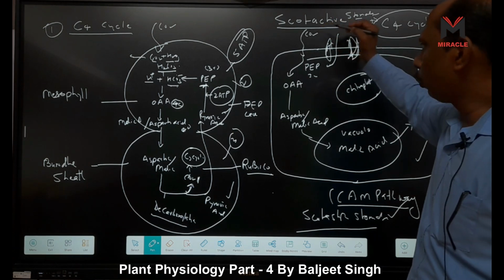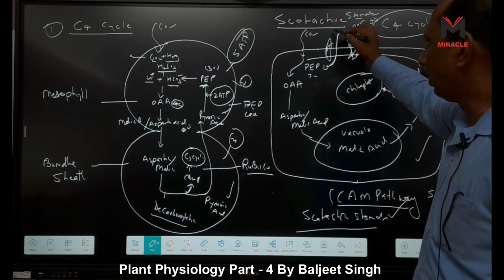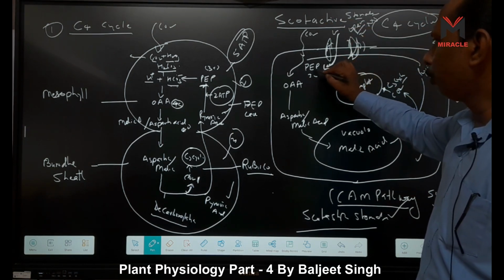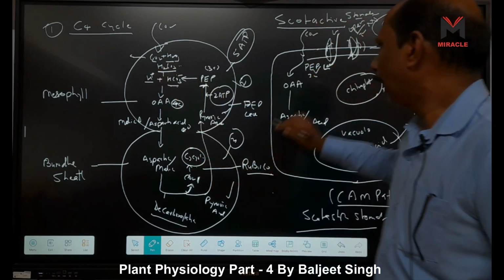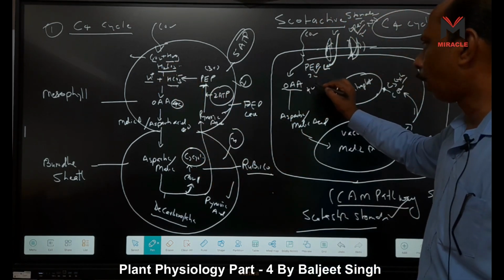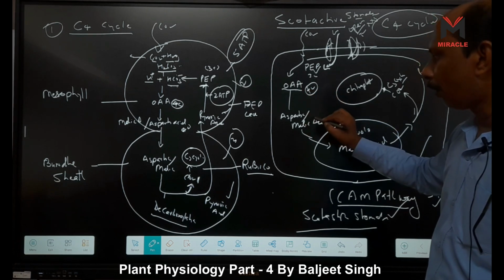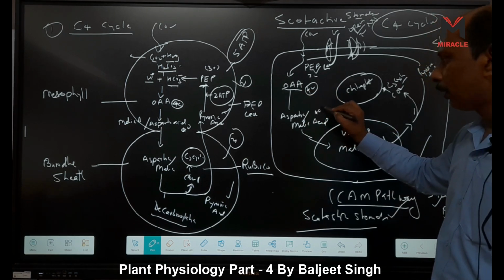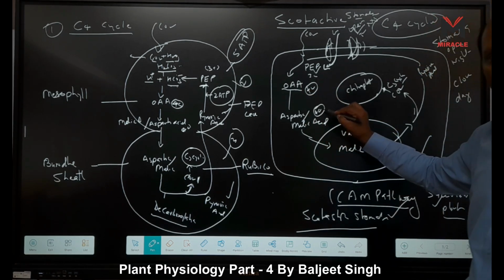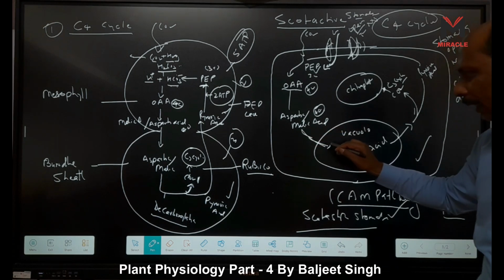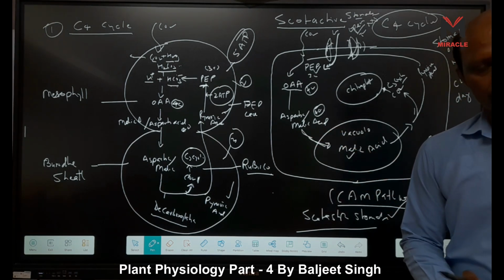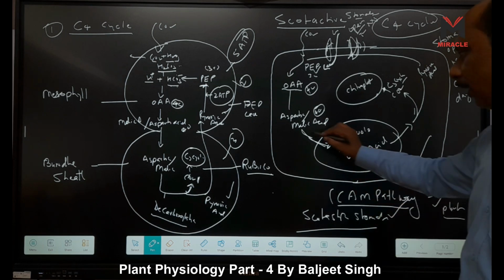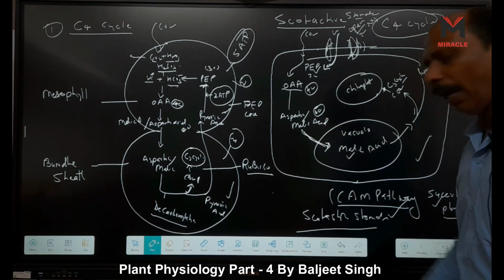What happens? CO2 comes from the atmosphere at night, and by using this PEPcase enzyme, that is present also in the C4 cycle, it forms oxaloacetic acid, which is a 4-carbon molecule. This oxaloacetic acid is converted into malic acid, which is also a 4-carbon molecule. Now this malic acid is stored in the vacuole at night because no photosynthesis occurs. At night, malic acid is formed and stored in vacuoles.